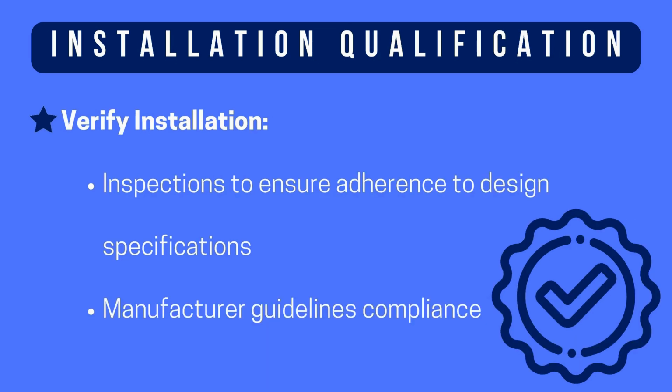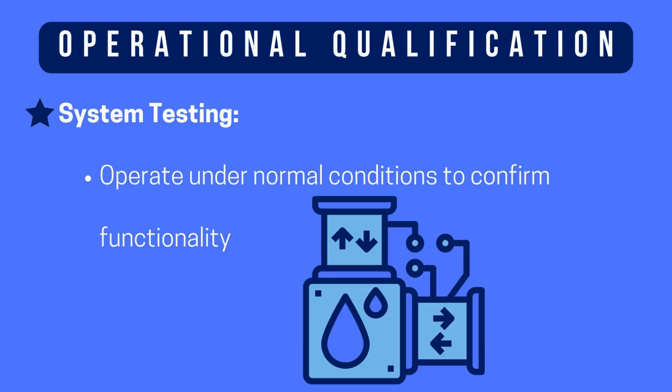With the plan in place, the next step is to verify the installation. This involves inspections to ensure that every aspect of the system aligns with the original design specifications and also complies with manufacturer guidelines. This helps prevent operational issues, ensures that the system meets quality standards, and ultimately contributes to a longer-lasting, more reliable system. Once installation is complete, we move on to operational qualification.